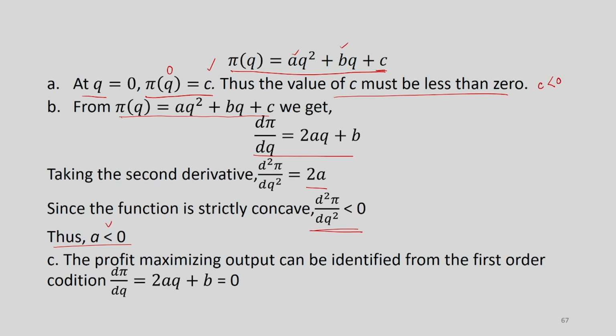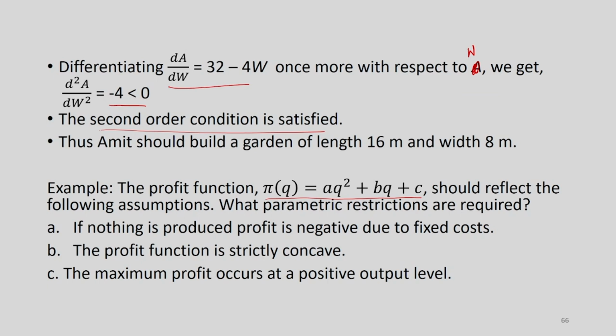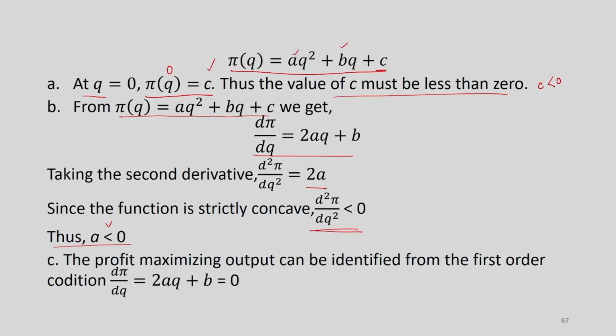What about the third part? Third part is saying that the maximum profit occurs at a positive output level. Okay, so that basically asks us to find out what is the maximum point, and that point should be greater than 0.